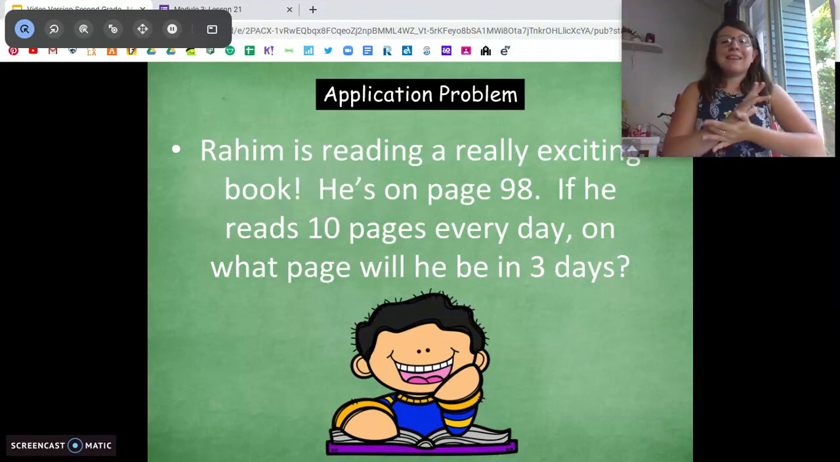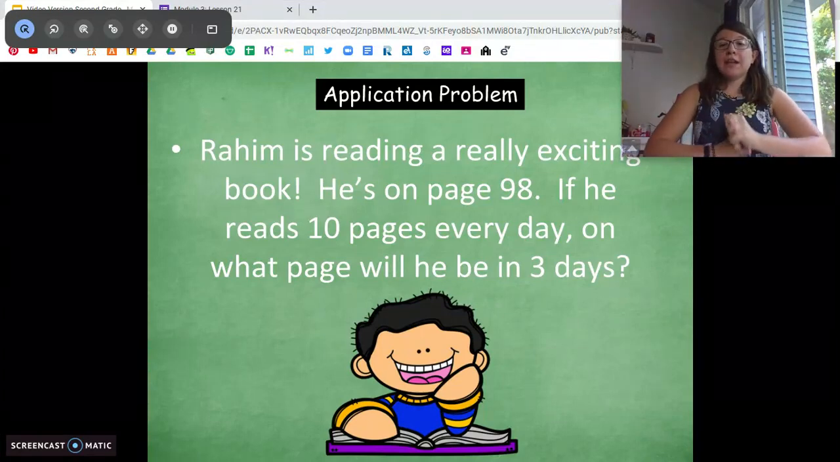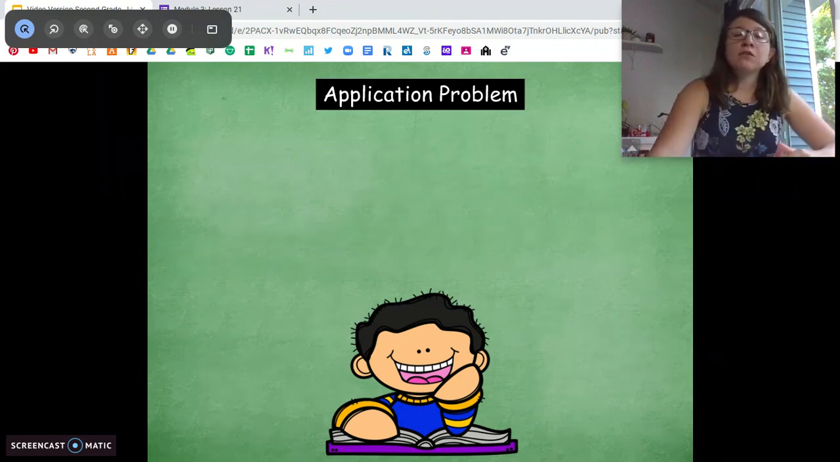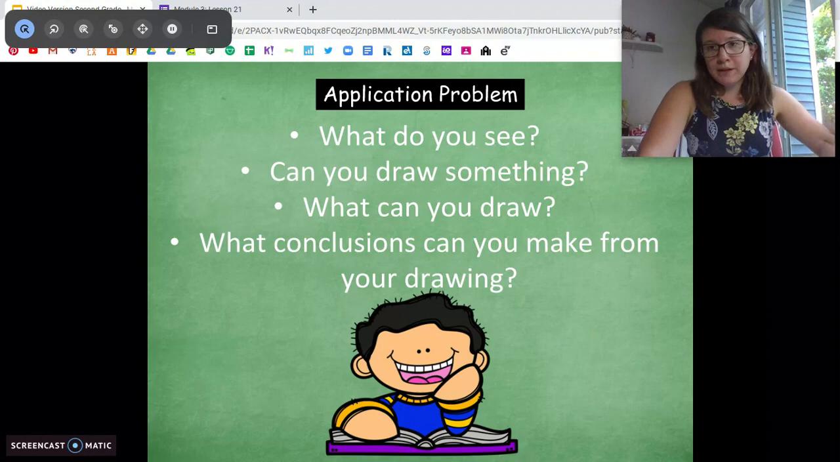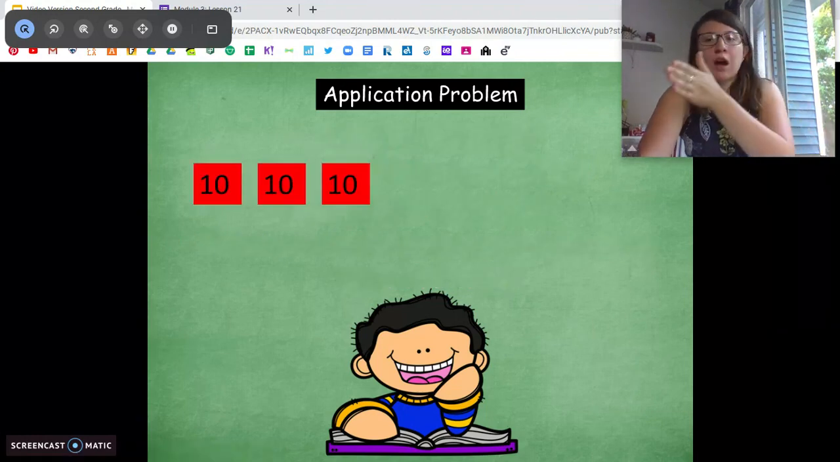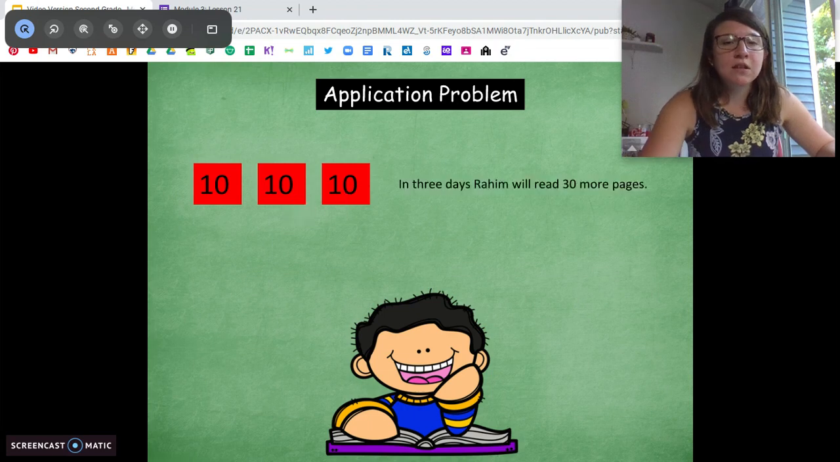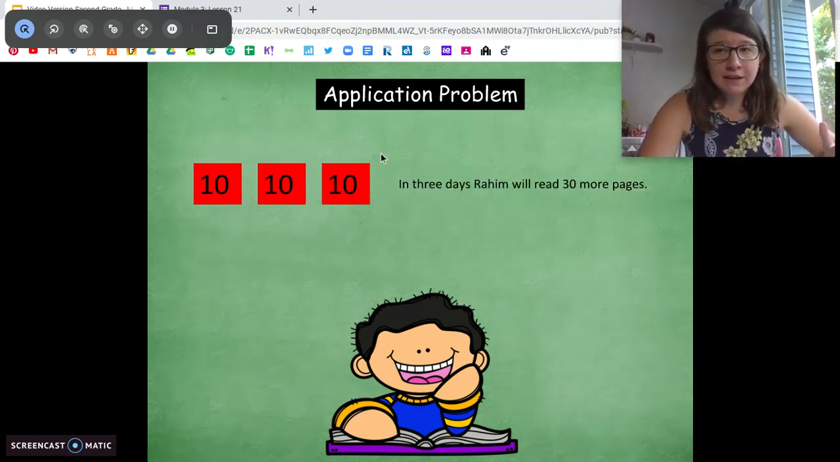Ready? Okay, let's go over it. So he's on page 98 to start, and then he's going to read 10 pages every day. So maybe you drew a picture. So he's going to read 10 pages for the next 3 days. So we have 1, 2, 3 days. So he's going to read 30 pages in the next 3 days, 10, 20, 30.